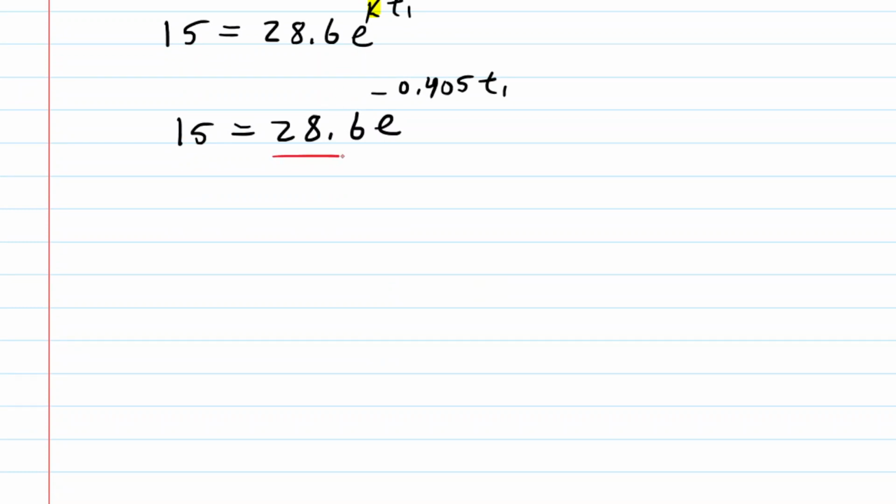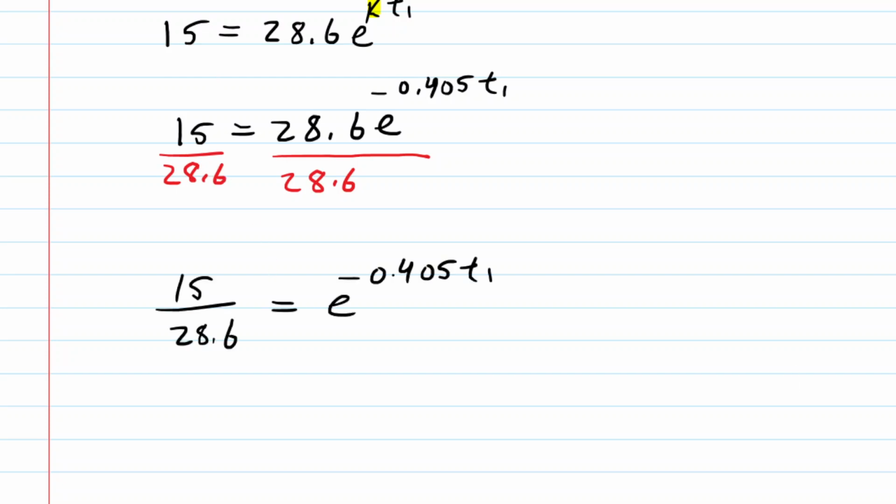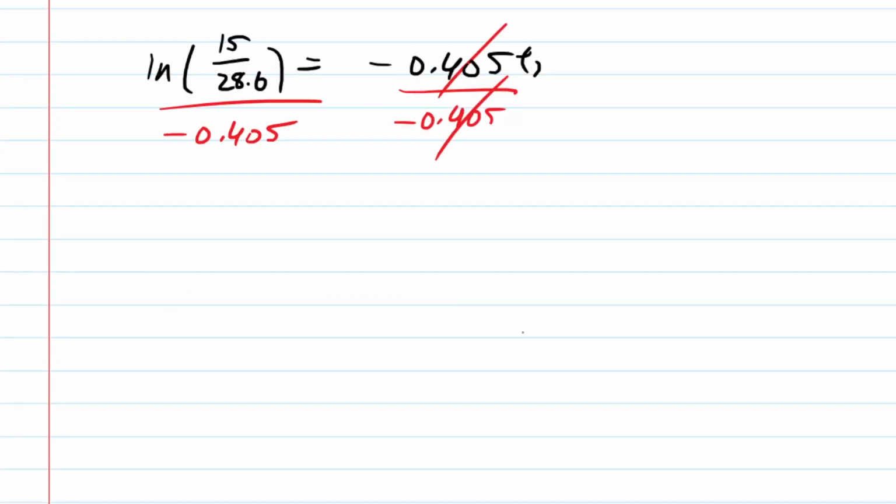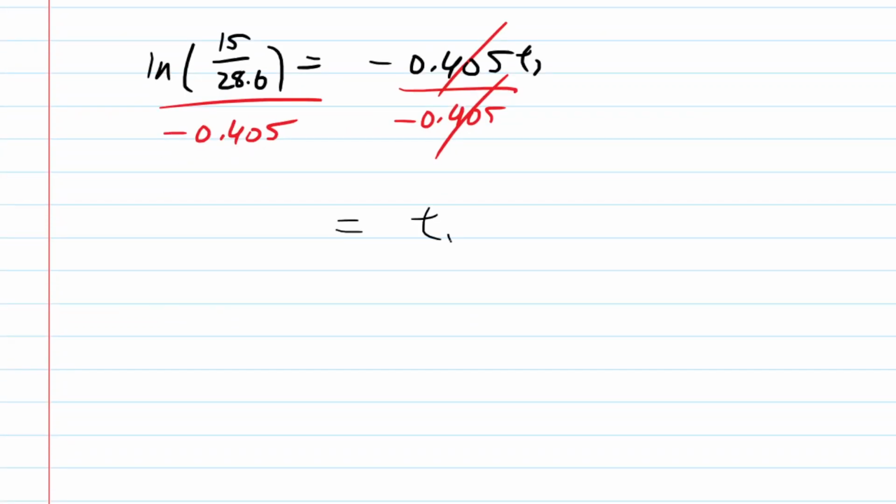We can easily solve this for t sub 1 by dividing both sides of the equation by 28.6. We will then take the natural log of both sides. If we do that, that will allow us to cancel out the e on the right-hand side, just like we did earlier. And then finally, just divide both sides by the negative 0.405. And when you punch that into your calculator, you will find that t sub 1 is about 1.59 hours. That is the correct answer to the question.